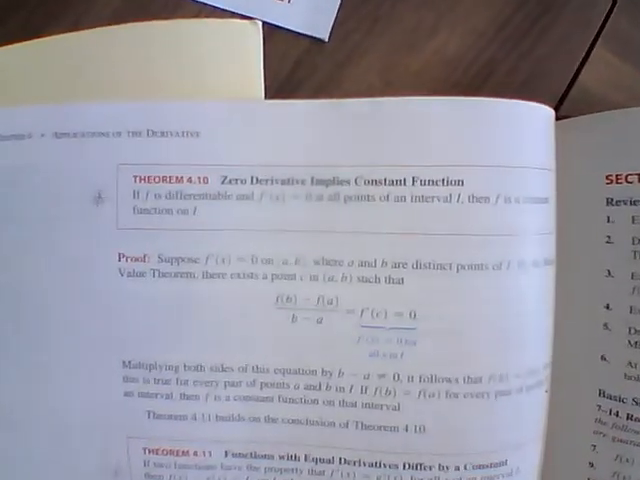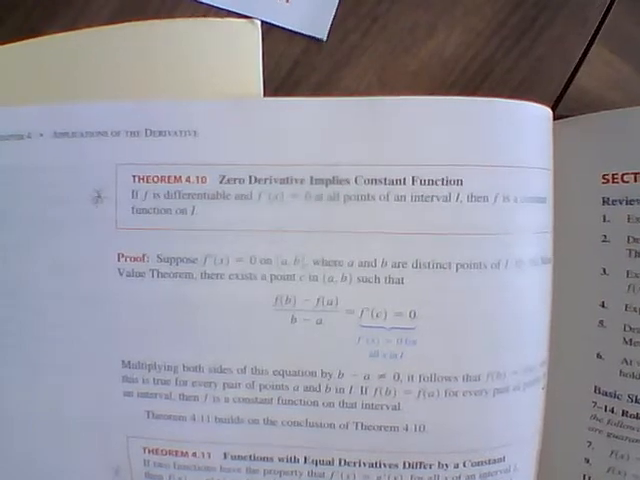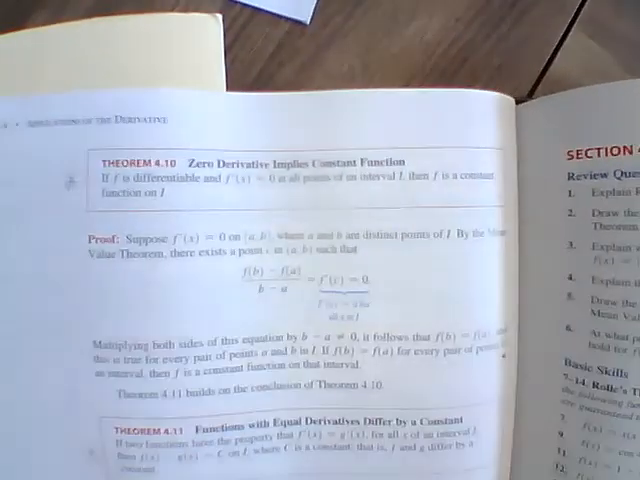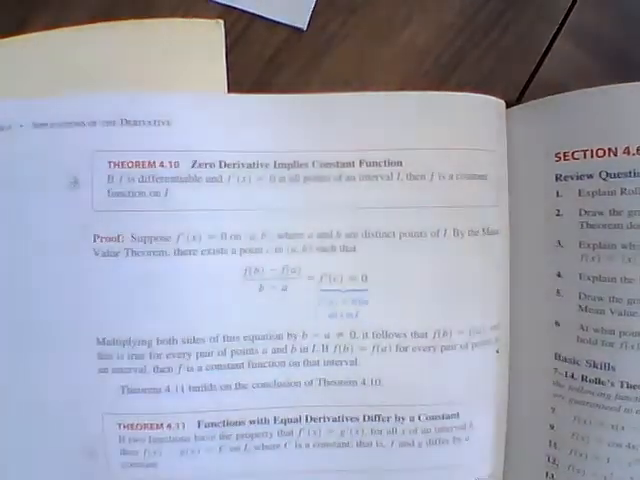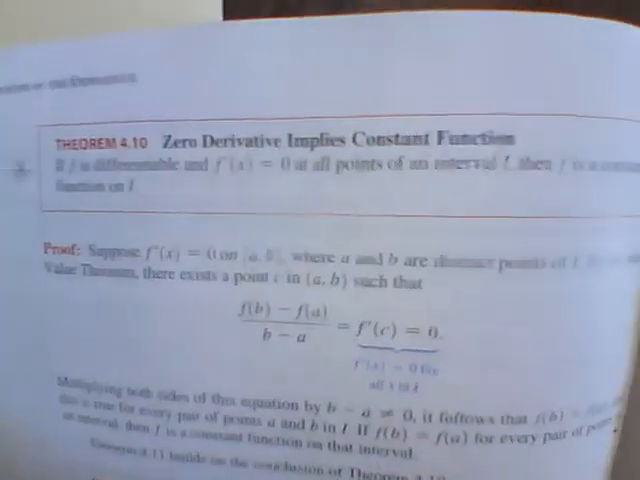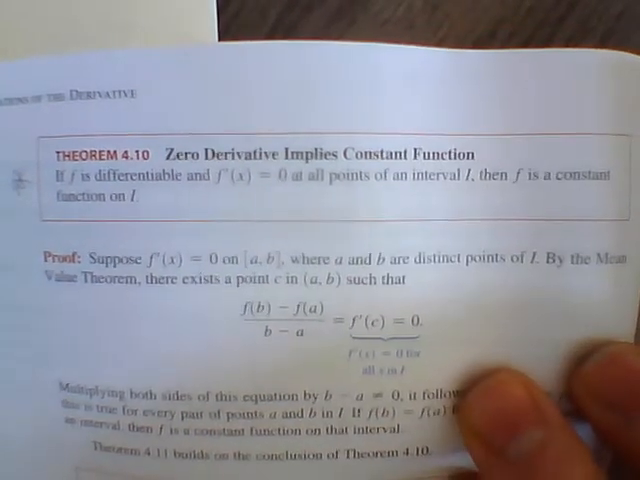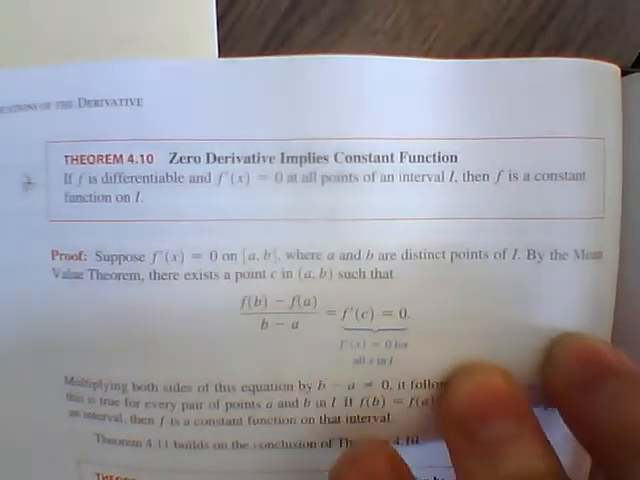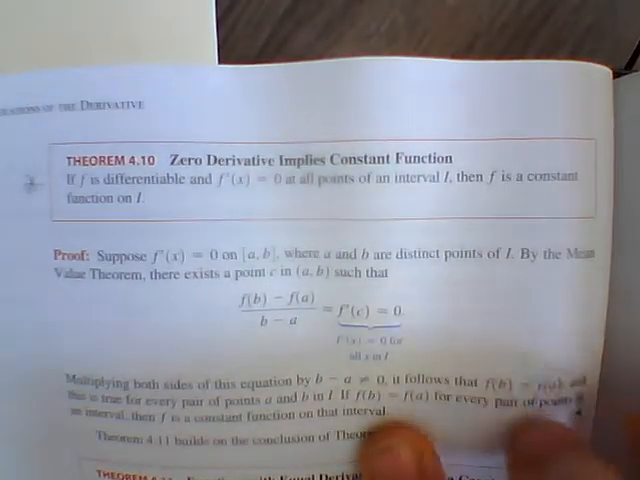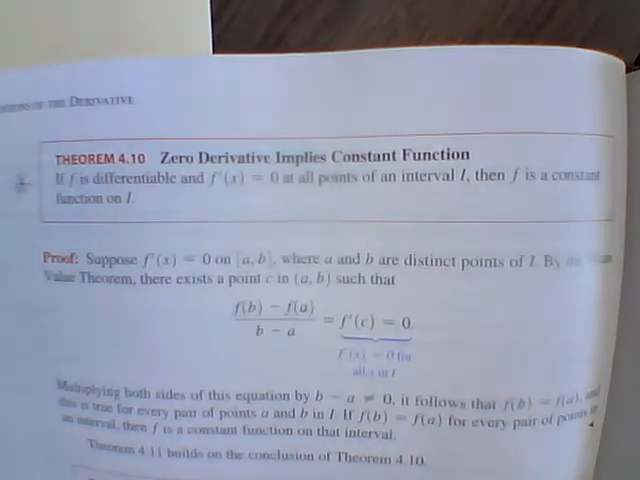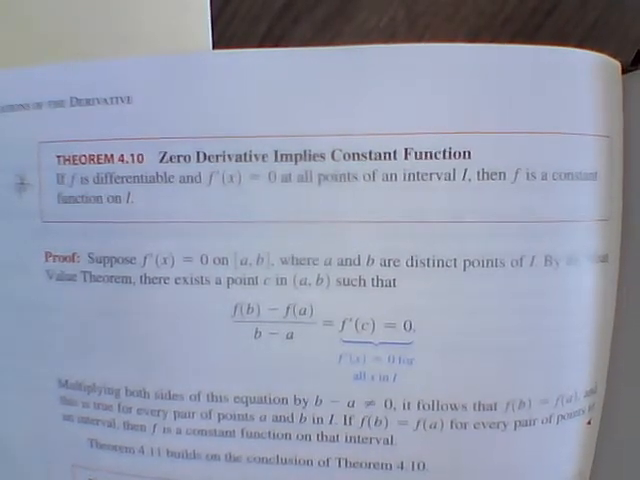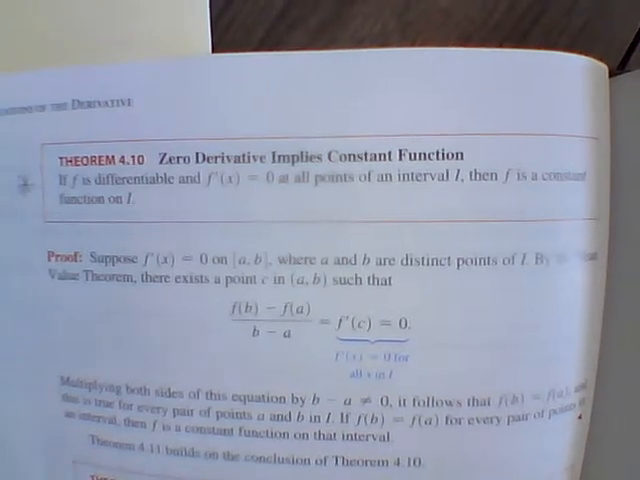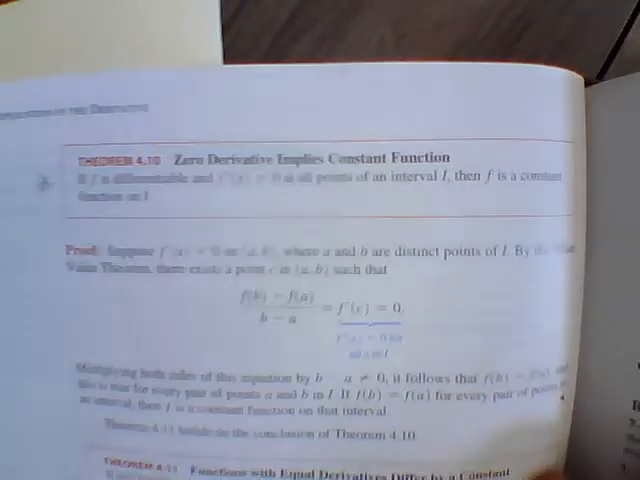Now some other results that are spin-offs of this: zero derivative implies constant function. If f is differentiable and f prime of x equals 0 at all points on the interval I, then f is a constant function on I. They go through the proof that states that if we take the derivative and the derivative equals 0, that means our original function was a constant.